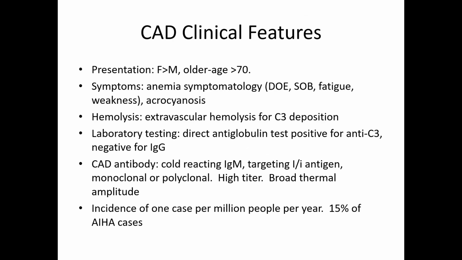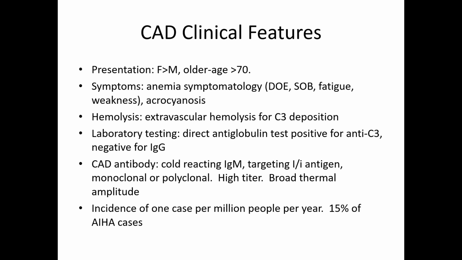What about clinical features of cold agglutinin disease? It tends to be more female mediated. The classic case is a female in her 70s. Symptoms are again anemia. You can have dyspnea on exertion, shortness of breath, fatigue, weakness, or acrocyanosis. It can be predominantly extravascular hemolysis because of the complement deposition, but remember that not every case reads the textbook and you may get intravascular hemolysis as well. Laboratory testing is typically positive for C3, and there are different C3 breakdown components that you may be testing for, whether it's C3d or C3b.